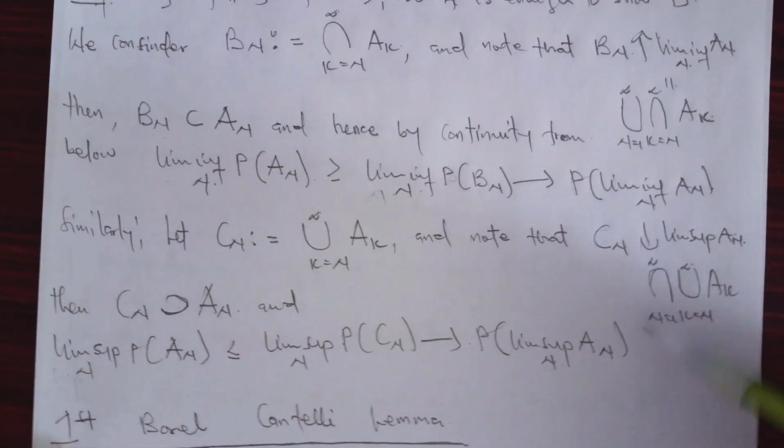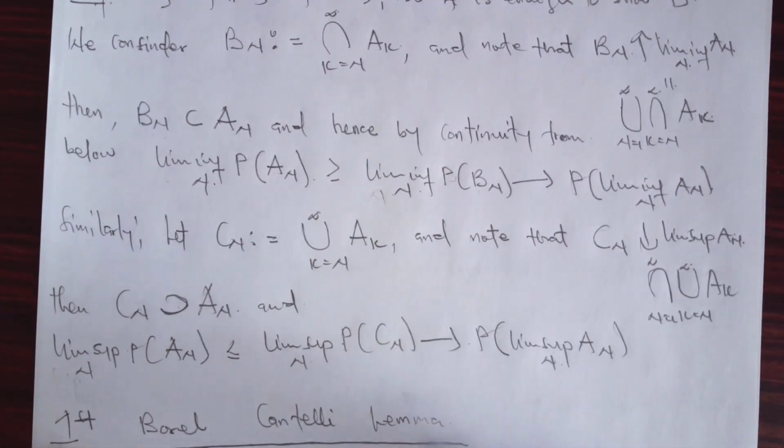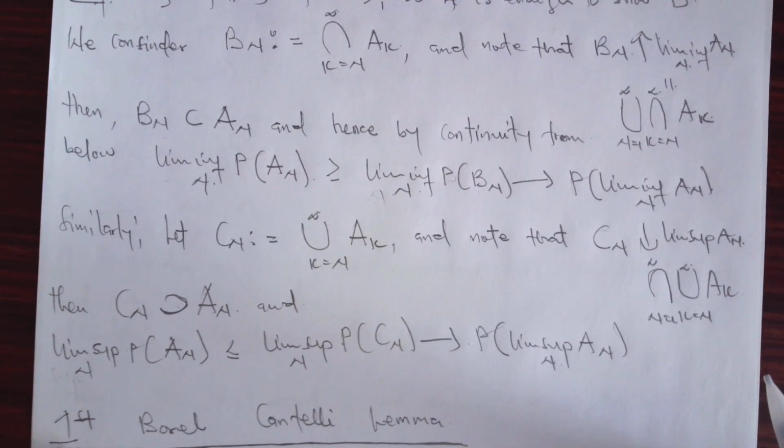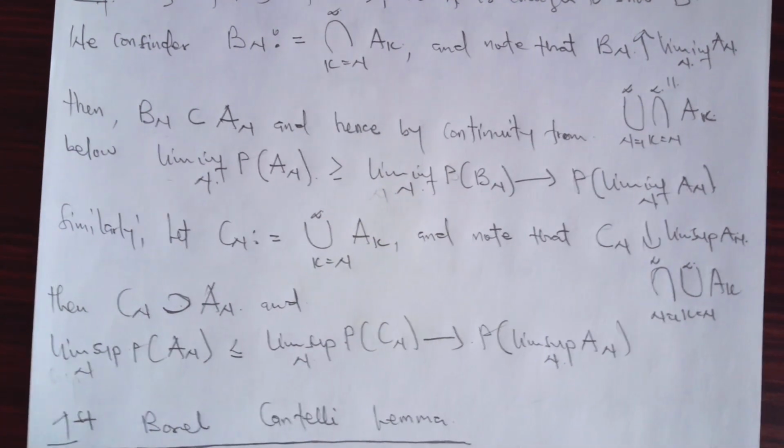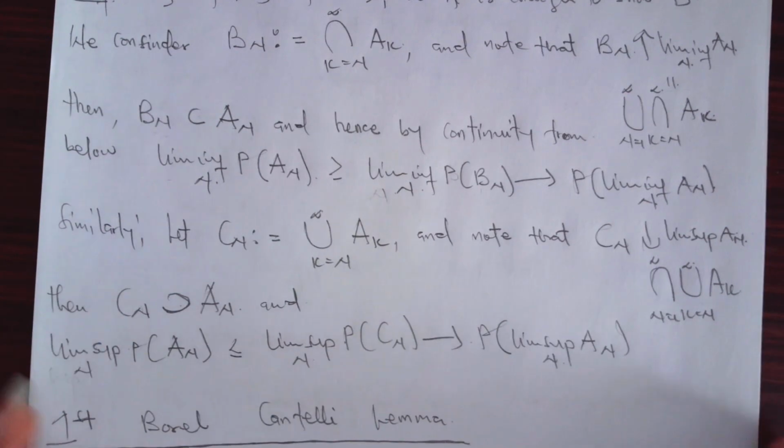Note that Cn decreases to the lim sup of An. Then we have the probability of the lim sup of An. All right, so the lim sup of the probability of An is less or equal to the probability of the lim sup of An. This ends the proof for the theorem.